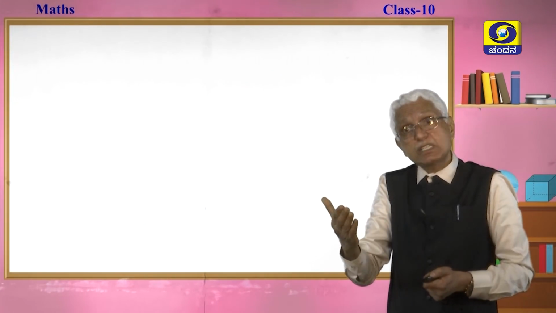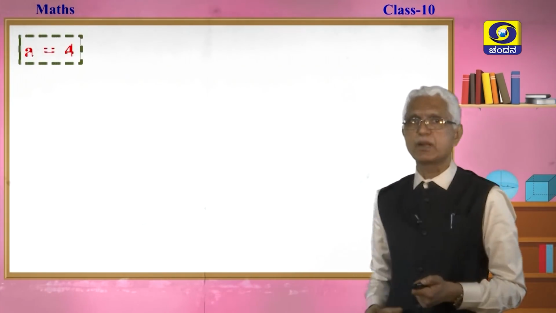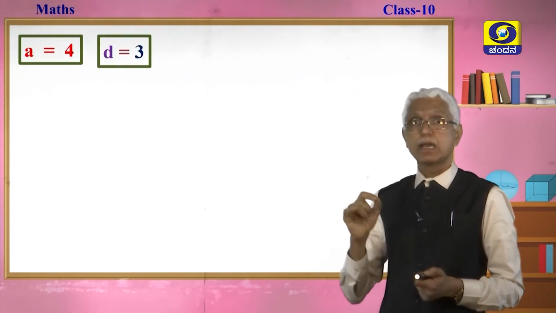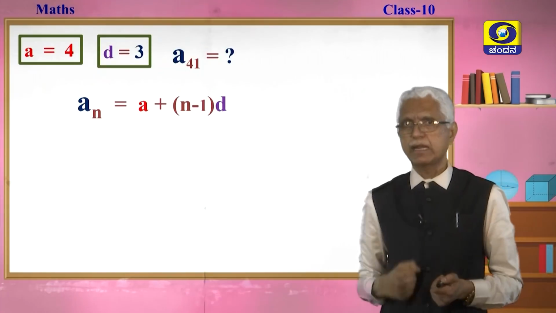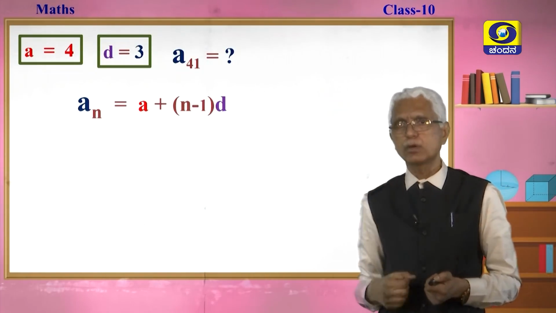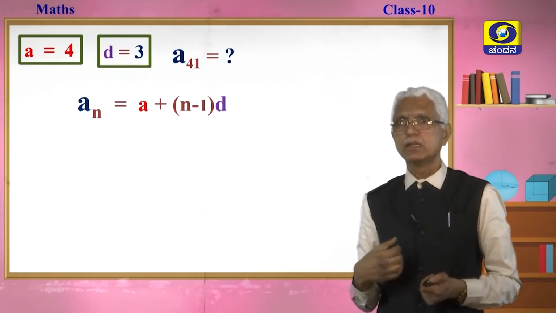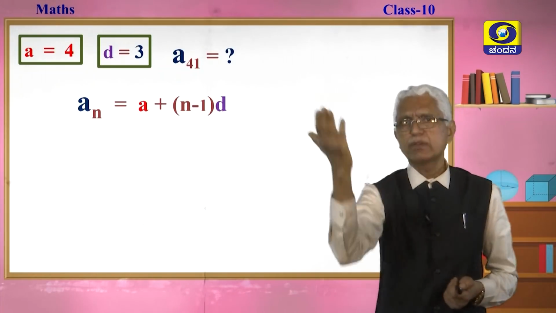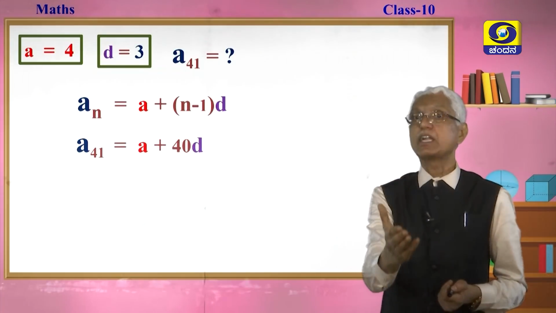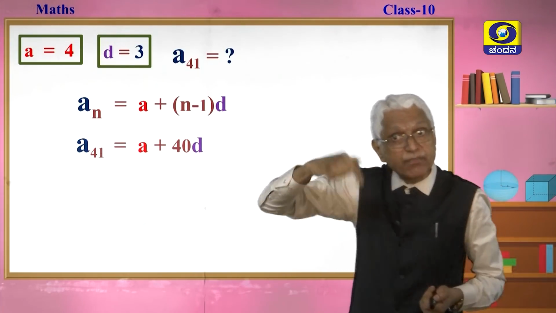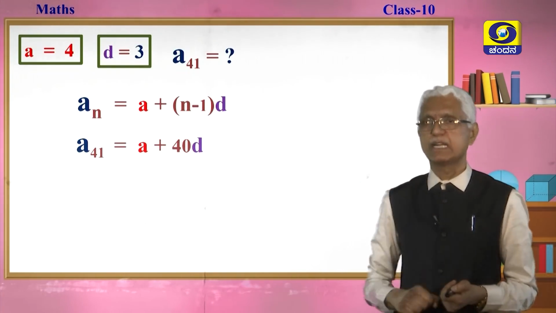What is the 41st term? I will start with the general formula. What is the general formula? a n is equal to a plus n minus 1 into d. A is 4, you calculated it. D is 3, you found out. A 41, you want to find out. Everything is ready. Use the formula a n is equal to a plus n minus 1 into d, correct. A 41. Why did I put 41? I want the 41st term. So, I will put 41 in place of n.